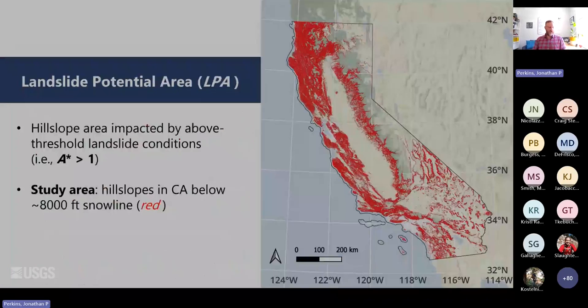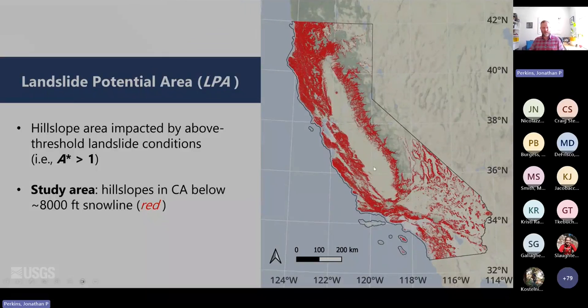Okay, now that we know the point scale index seems to work pretty well, we can try to map A star in space and time, right? And then we can even derive a metric that describes the total footprint of above-threshold area. We call this term landslide potential area, or LPA. You can think of it as the total area of hill slopes that exceed that threshold during a storm, right?